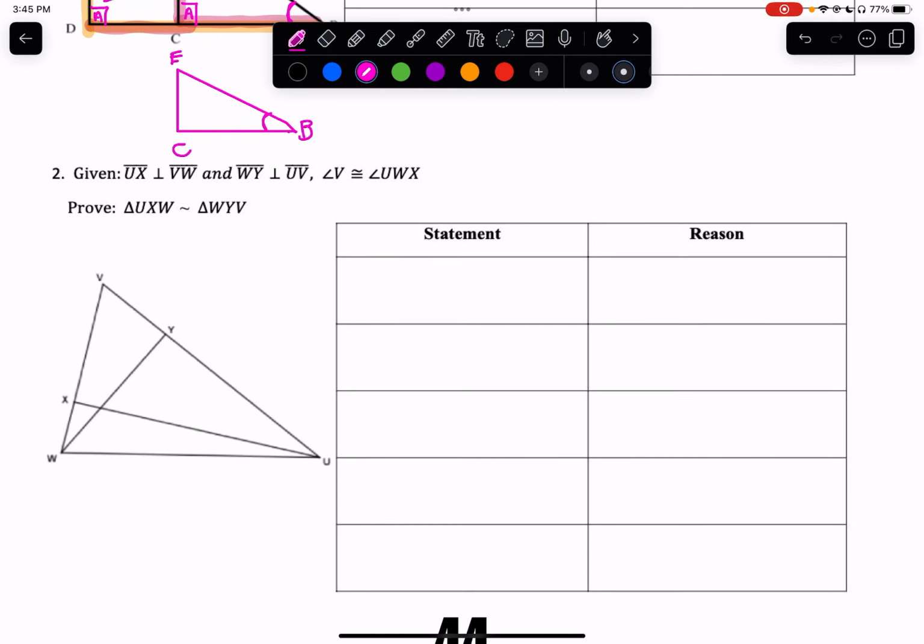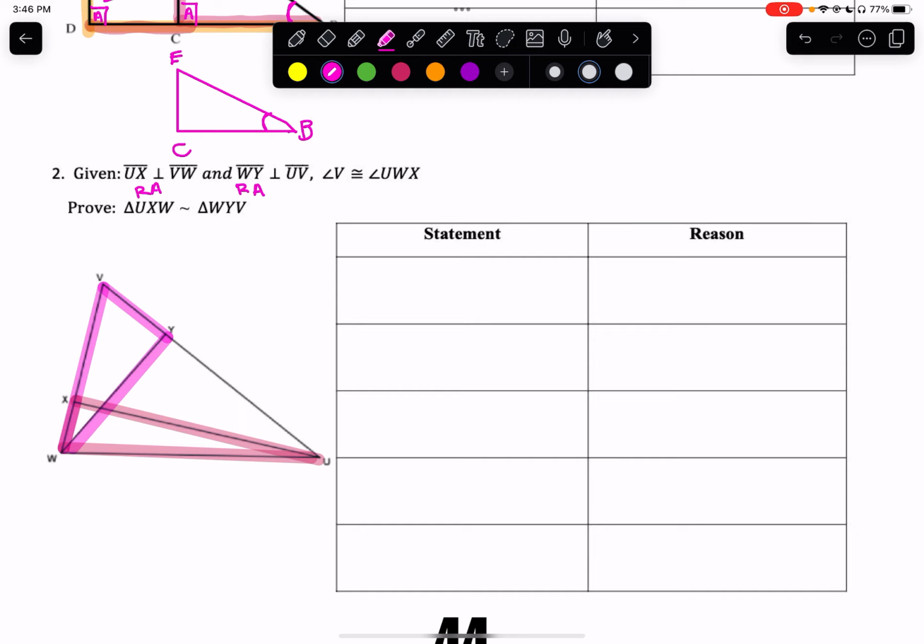So for this one, I'm given two pairs of perpendicular lines. So I'm going to have two right angles. And I'm given another pair of congruent angles. Now, it's asking if triangle UXW, so I'm going to highlight UXW, is this similar to WYV?